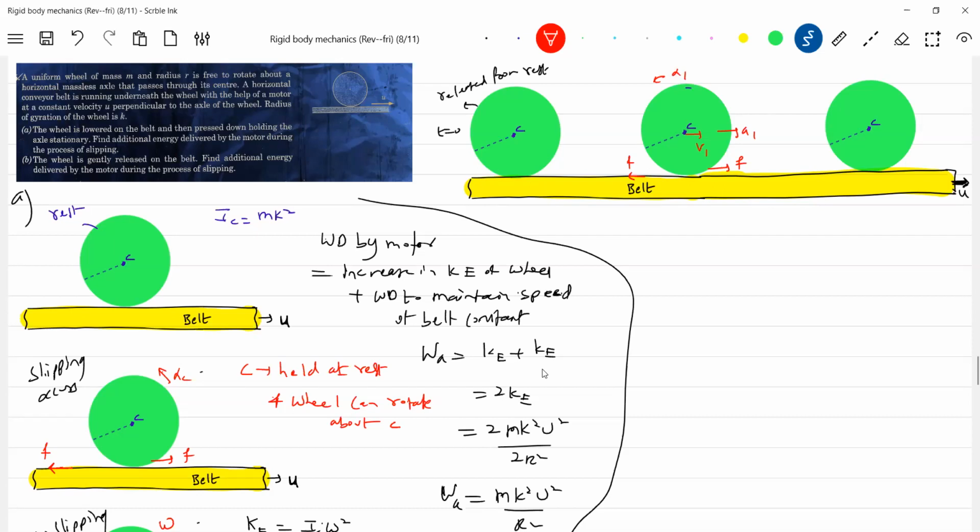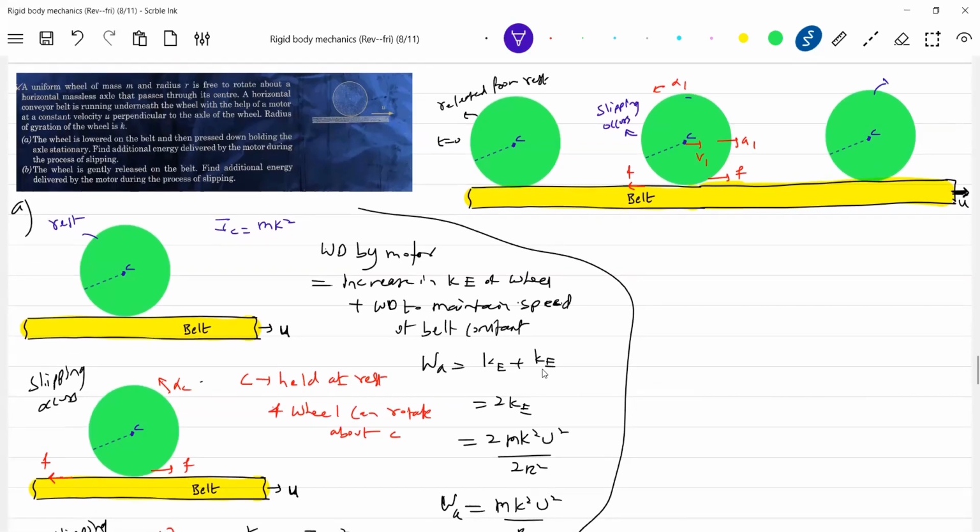Slipping occurs, and finally, no slipping. When no slipping occurs, the friction will become 0. The velocity of this point will become equal to the velocity of this point, and it will have velocity v. This will be the final omega, at time t equal to t. We are interested in this, so let's get into the kinematics.